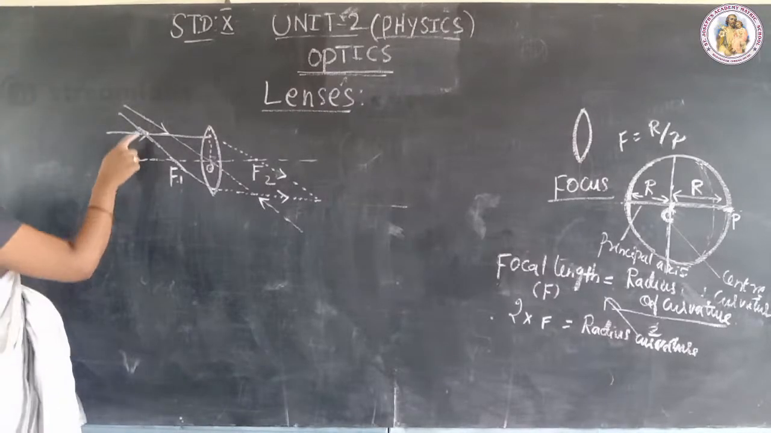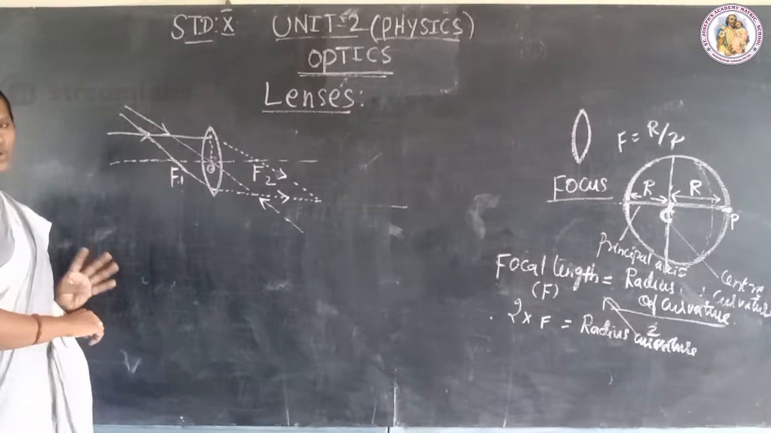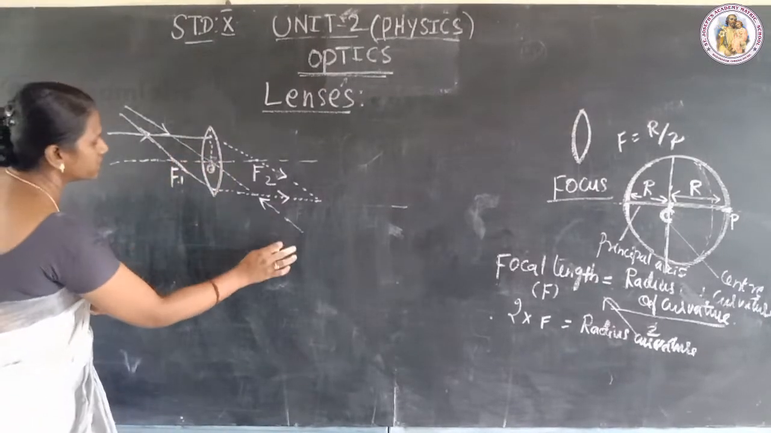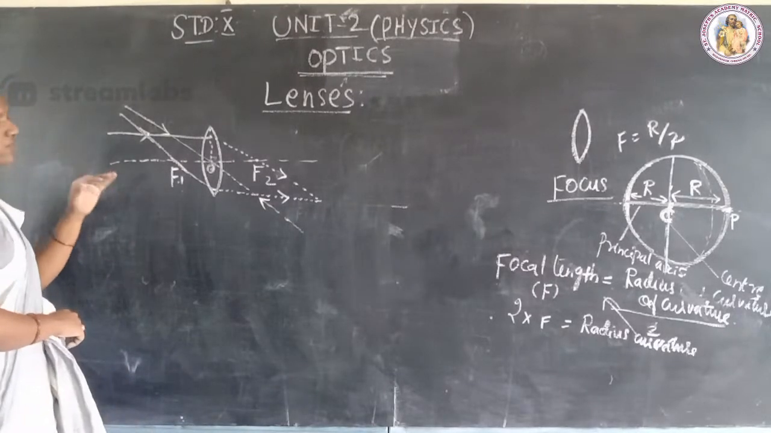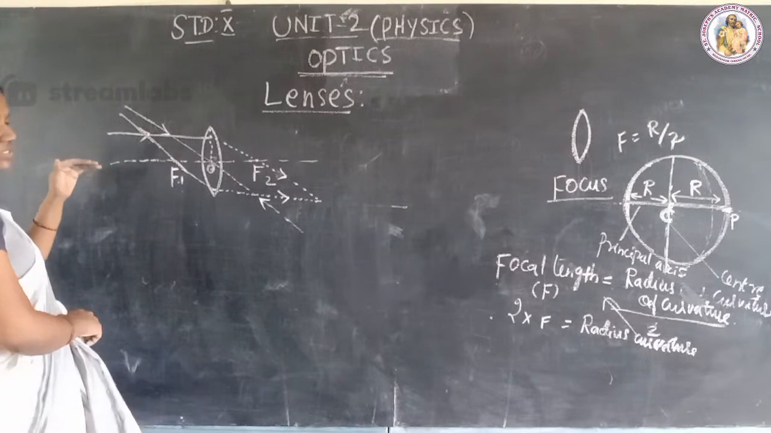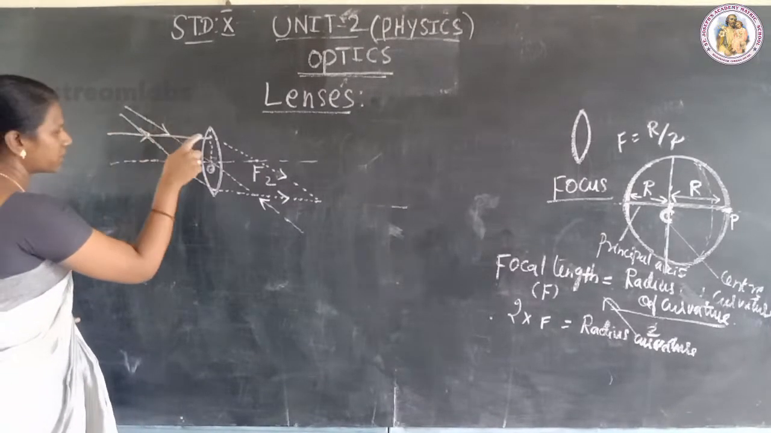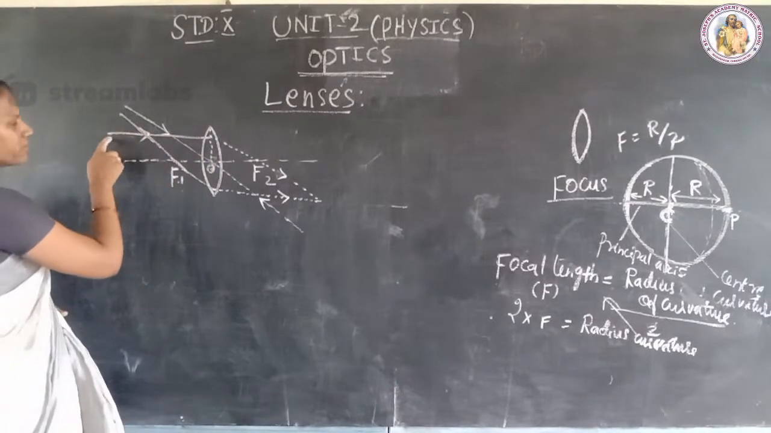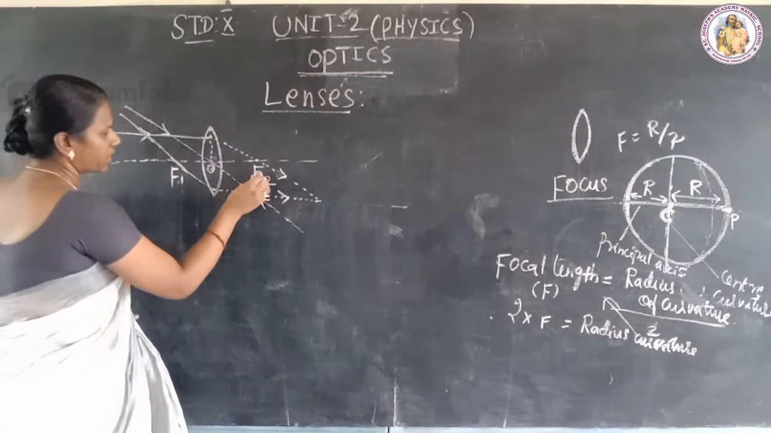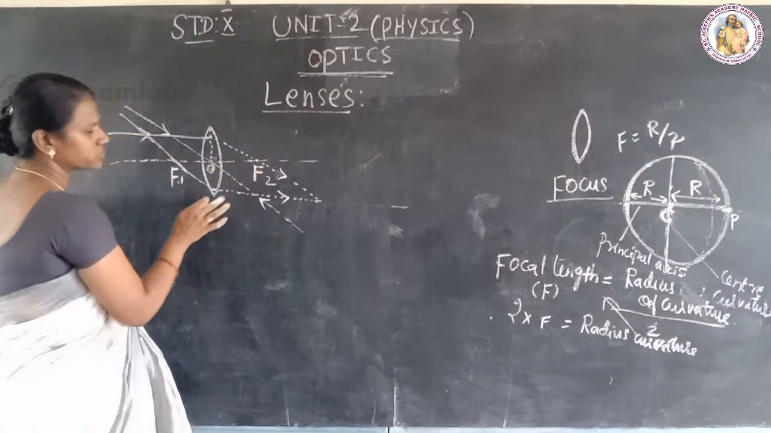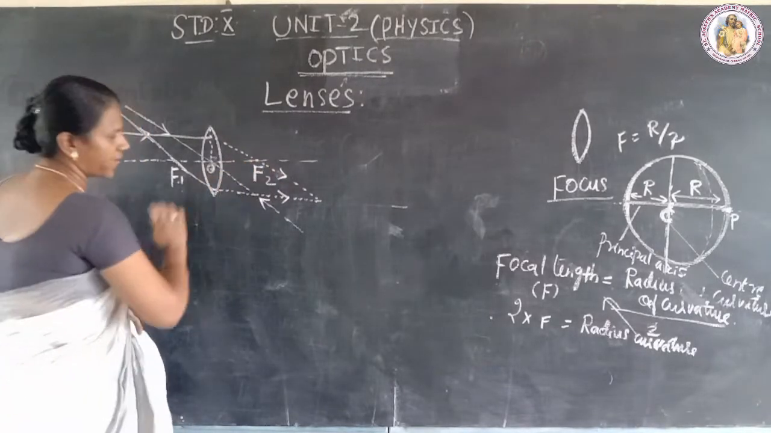See, one ray which is passing through the optical center, when it passes, it goes straight and gets refracted. Okay, what does the next rule say? The ray which is parallel to the principal axis. This is the principal axis and this ray is parallel to it. When it is like that, what happens? After refraction, the refracted ray passes through F2. It is converging at F.